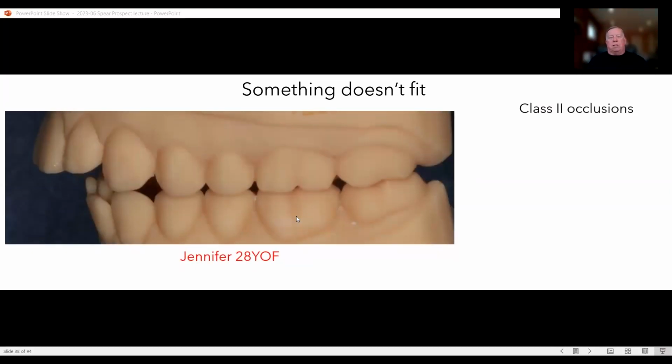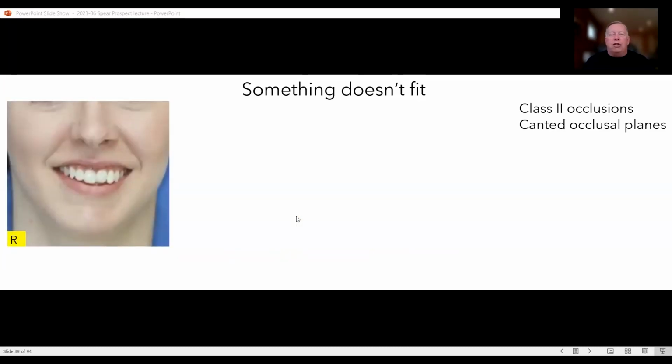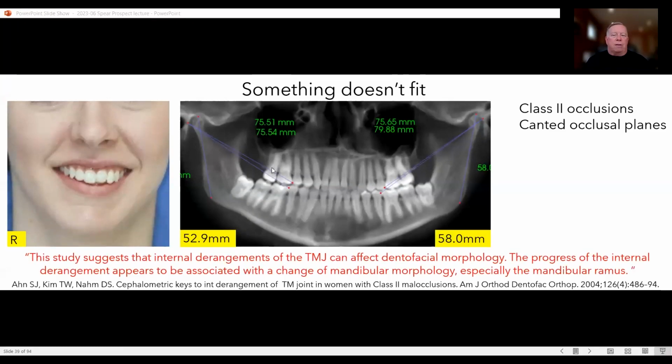We looked at this case to start our presentation. Jennifer's 28, she's a class 2. She also has a canted occlusal plane though. Now, for those of you who are paying attention early in the seminar, when we looked at her three-dimensional imaging, what we started to see is the canted occlusal plane. Now that we've talked about this, I'm going to suspect that there's a right ramus length issue as well when we start to look at things.